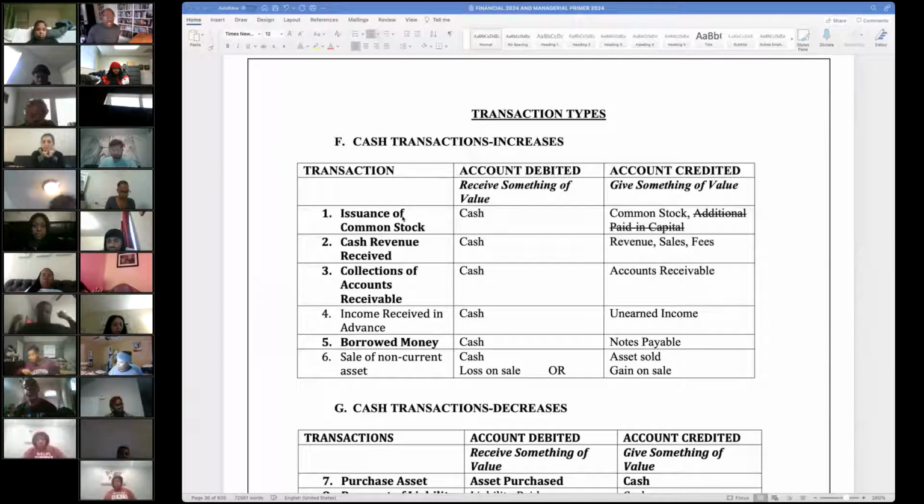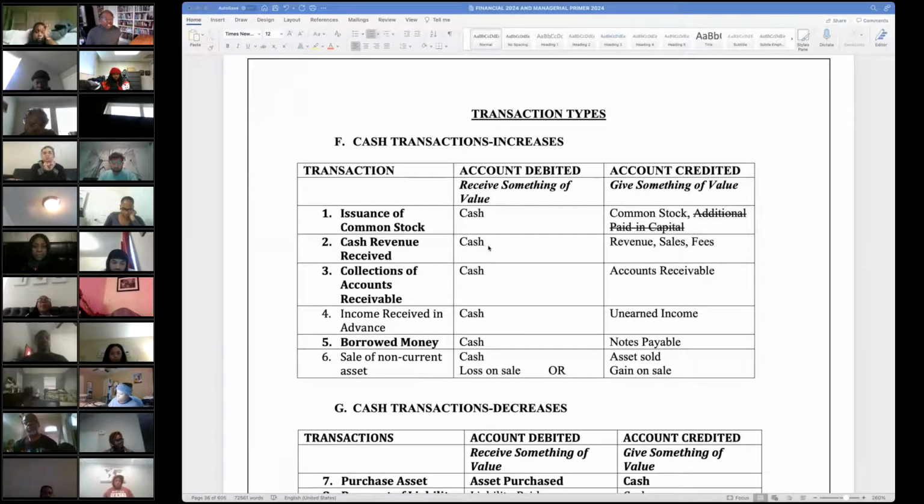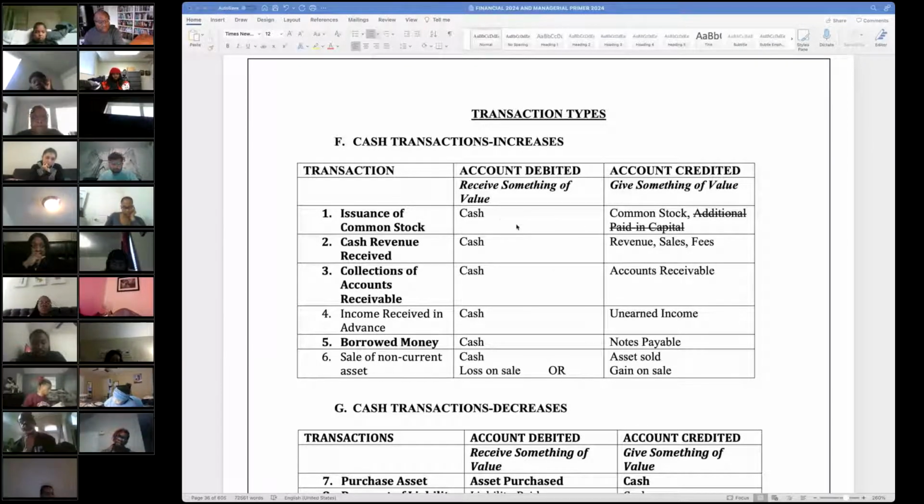If we issue common stock, we're going to credit common stock. If we have cash sales, we're going to credit sales. If we collect on receivables, where we've done the work and people owe us money, we're going to credit the receivable. And if we borrow money, we're going to credit note payable. So when we analyze transactions, we simply identify what type, and then this chart tells us what we're going to debit and what we're going to credit.